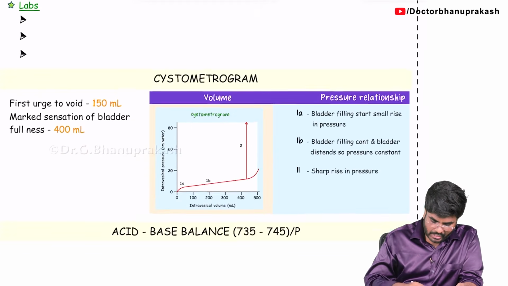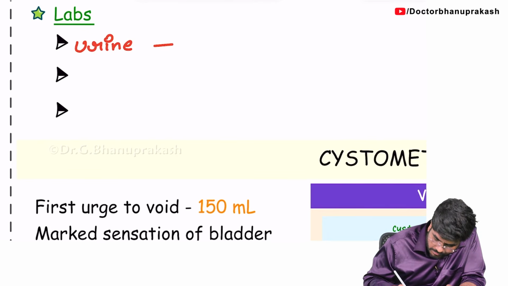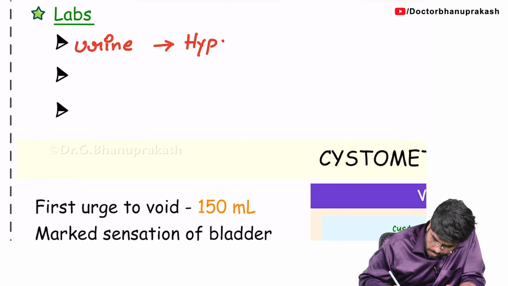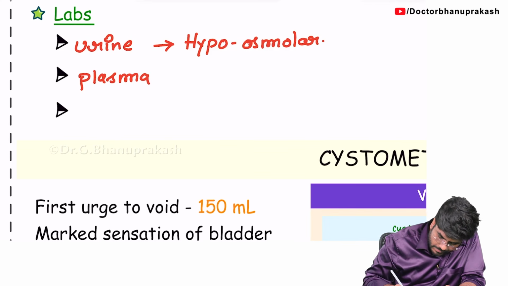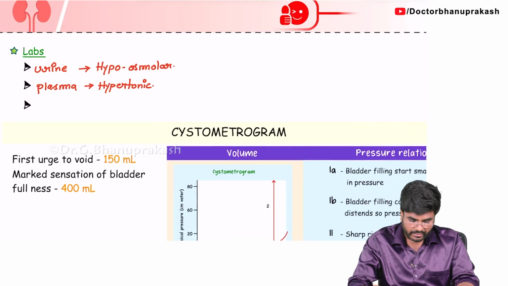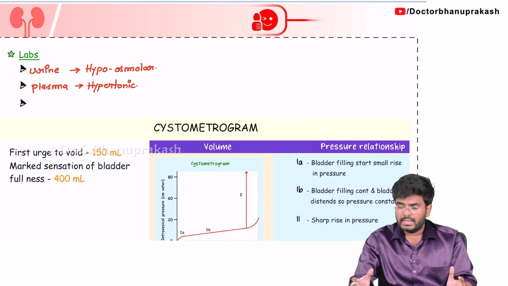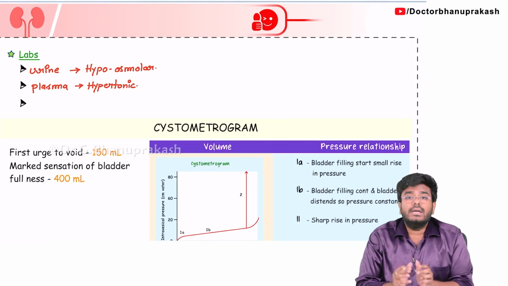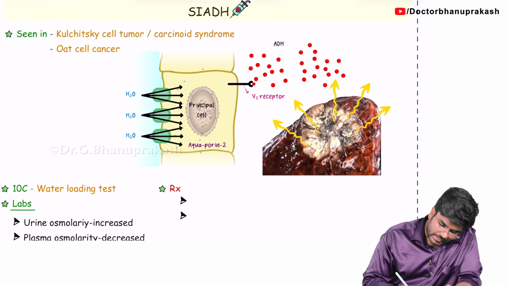And if you look at the labs, how will the lab values be? Tell me, just now I have explained to you. What about the urine? How will the urine be? The urine will be hypoosmolar, which means diluted urine. Then what about the plasma? Okay, plasma will be hypertonic. Hypertonic plasma. Why hypertonic plasma? Because the person is losing the fluids out of the body. When the person is losing the fluids out of the body, the plasma will become concentrated, the urine will become diluted. Exactly opposite. Done.